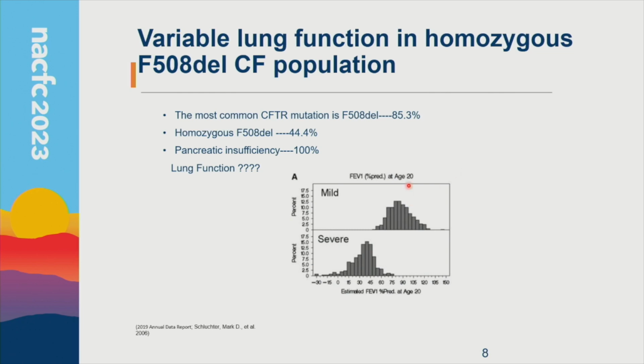And this is just an example of lung function in the gene modifier study. So you can have some that are actually quite severe and then some with quite normal. And this is all homozygous F508del patients.